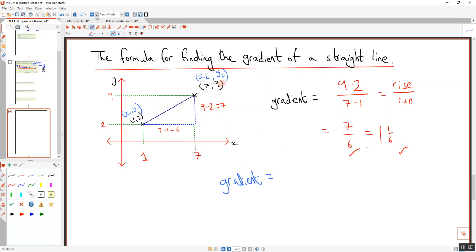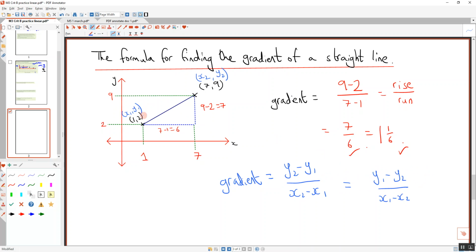So gradient is going to be, what's going to be the top line? y2 minus y1, divided by x2 minus x1. Good. Here's a question for you. Does it matter if I do y1 minus y2 over x1 take away x2? No, because then they'll both be negative, so they cancel out. Right, excellent. It doesn't matter which way around you actually do this.